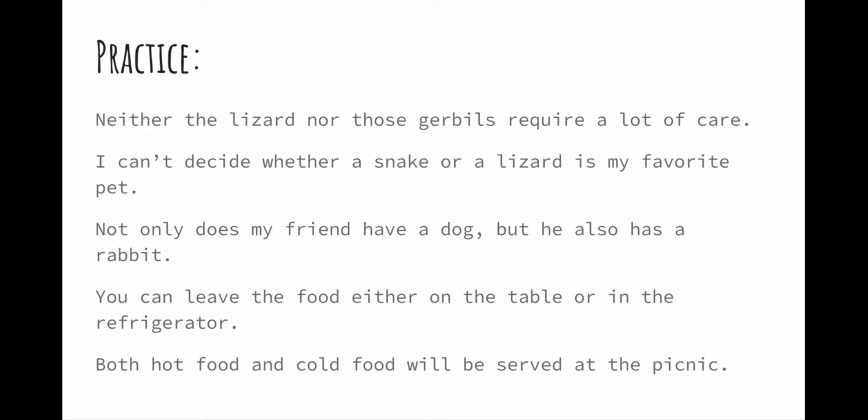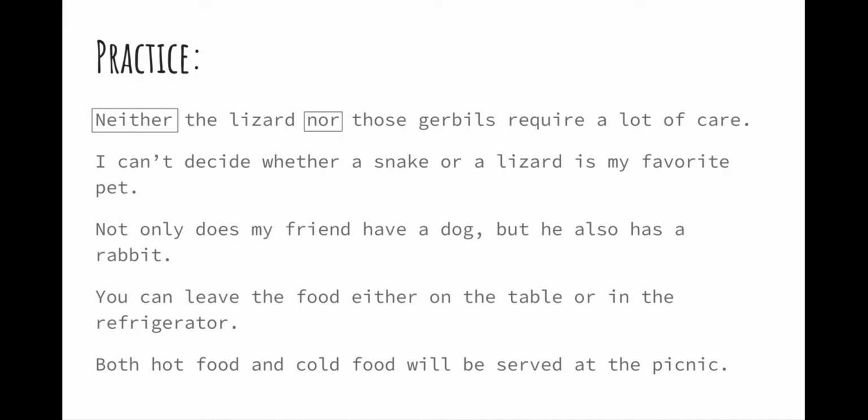So let's look at the first one. Neither the lizard nor those gerbils require a lot of care. So what are the correlative conjunctions there? Hopefully you said neither, and hopefully you said nor. That's it. That's all you have to do. Fairly simple.